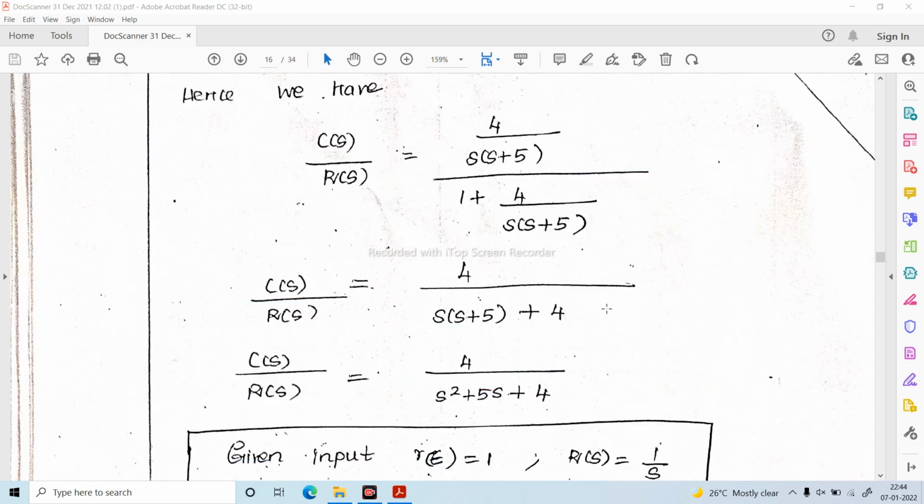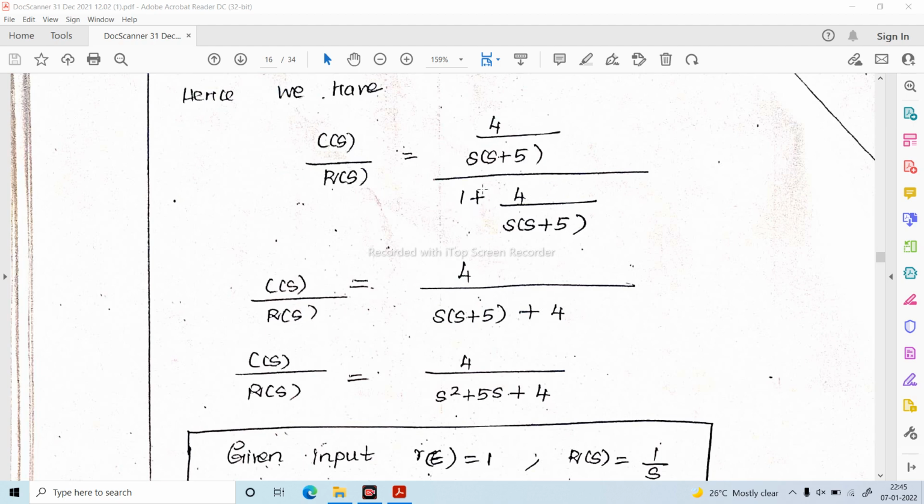Now I am going to substitute the values here. C of s by R of s is 4 by s into s plus 5, the whole divided by 1 plus 4 divided by s into s plus 5. So from this, I am going to take the LCM in the denominator.